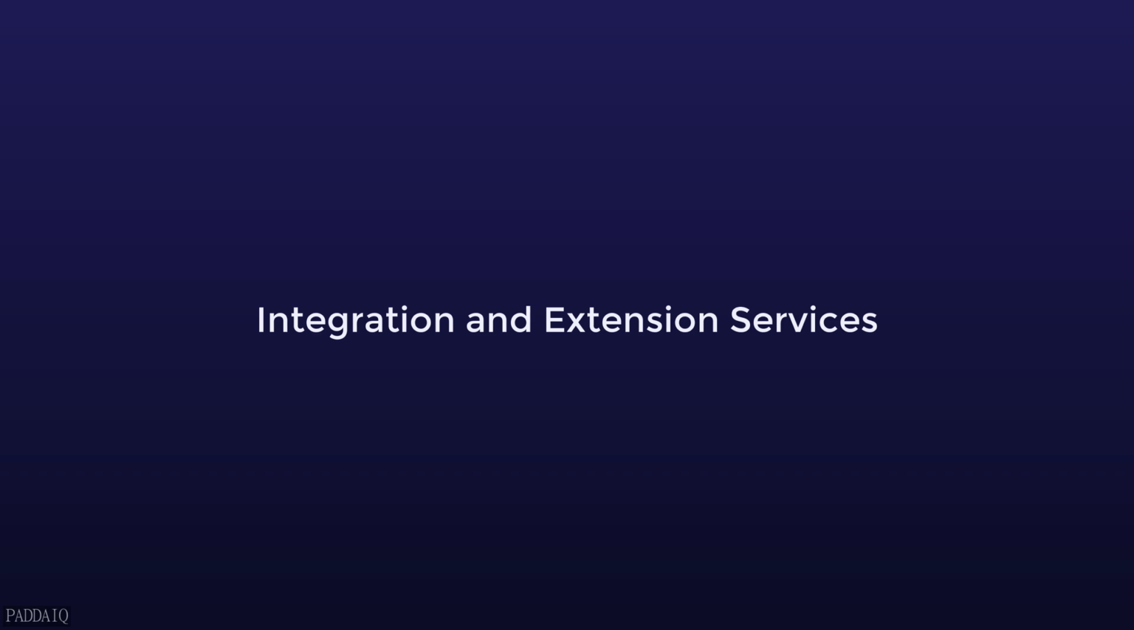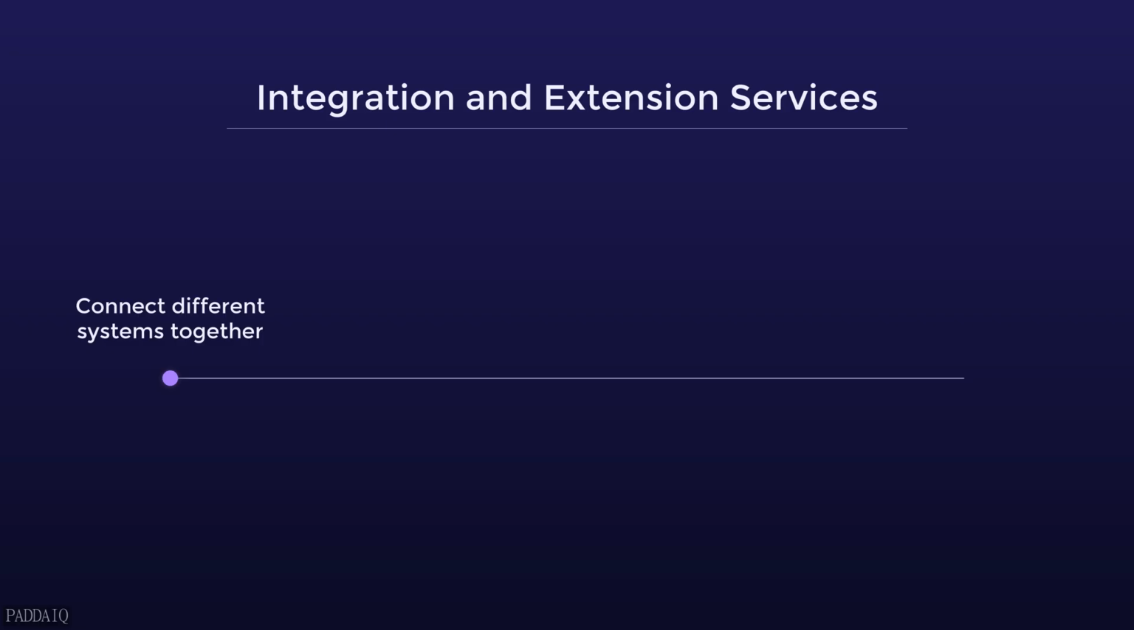Integration and extension services. Connect different systems together. This means enabling separate applications to share data and processes seamlessly. For example, automatically updating inventory in an ERP system when a new sale is recorded in an e-commerce platform. This foundational capability ensures your business operations are unified and efficient.